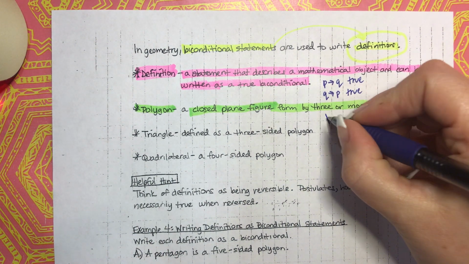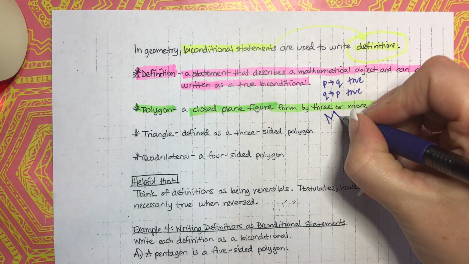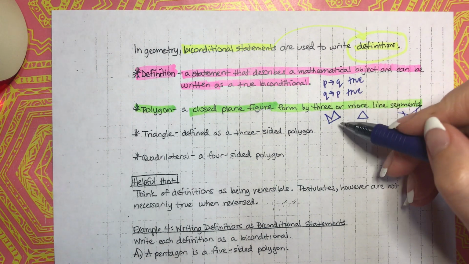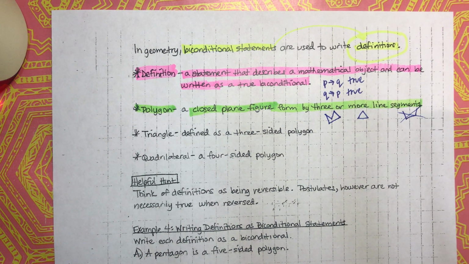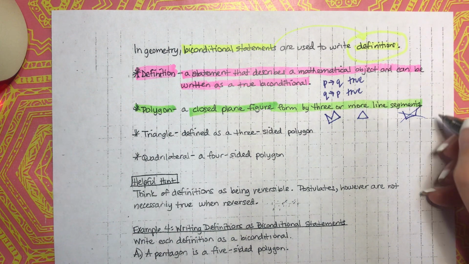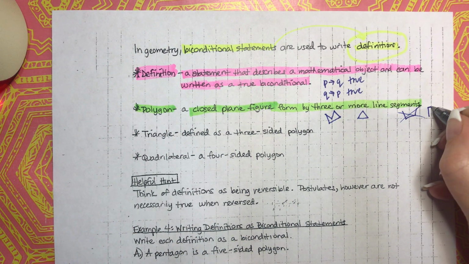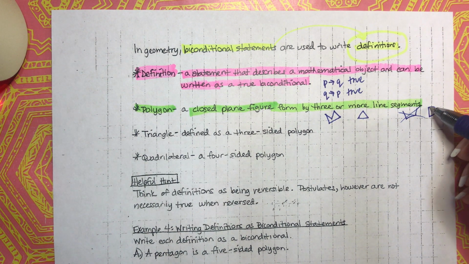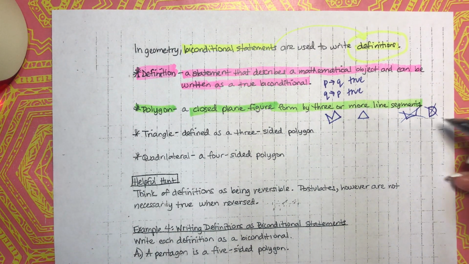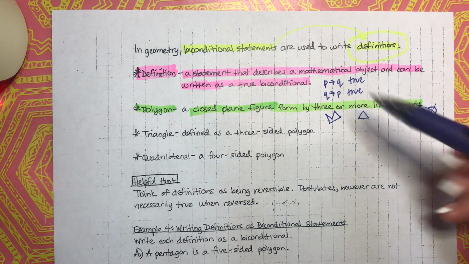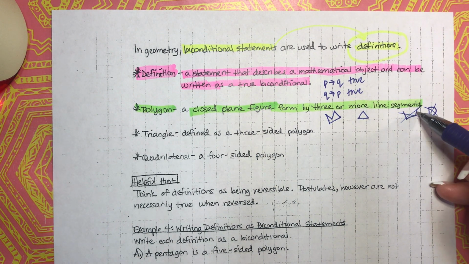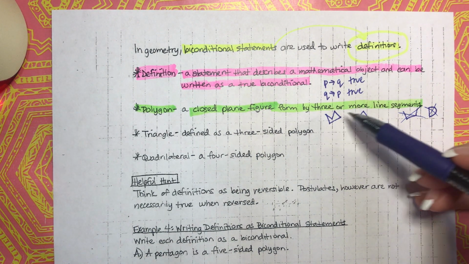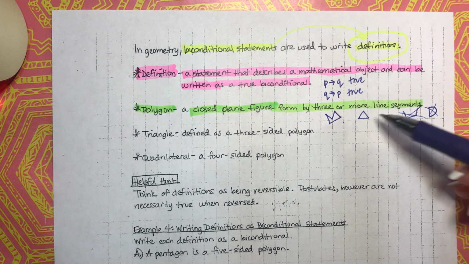So it could be something like this. That could be a polygon, right? But this could not. It's closed, but why is that not a polygon? It's not a polygon because this is not a line segment. Line segments have to be straight. So that is not a polygon. So a closed plane figure means it can't be open like that. It has to be closed, and it can be formed by 3 or more line segments.